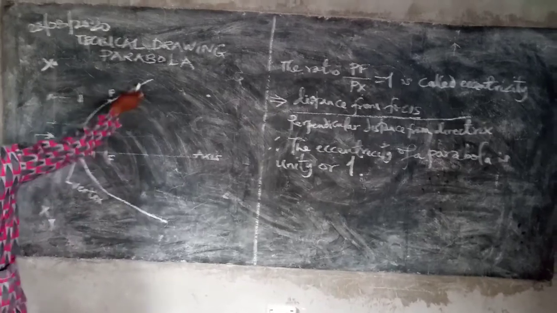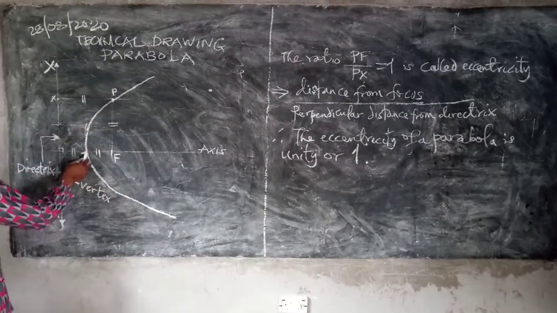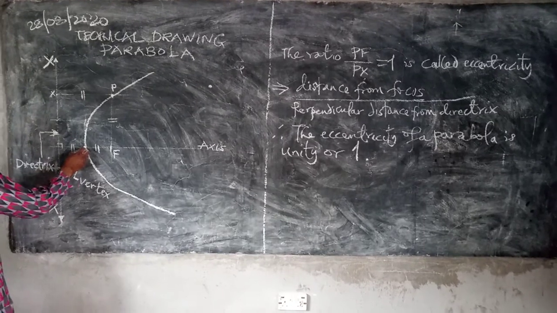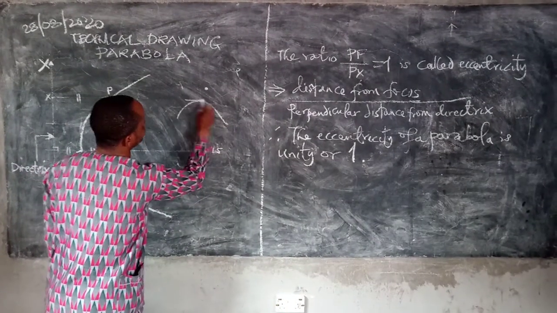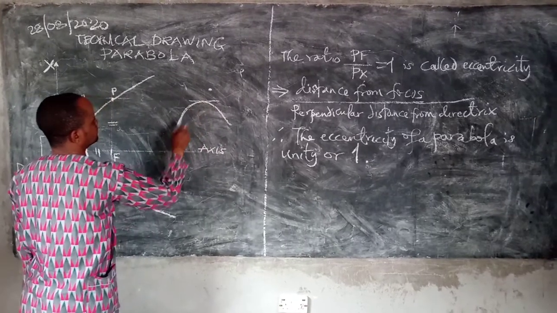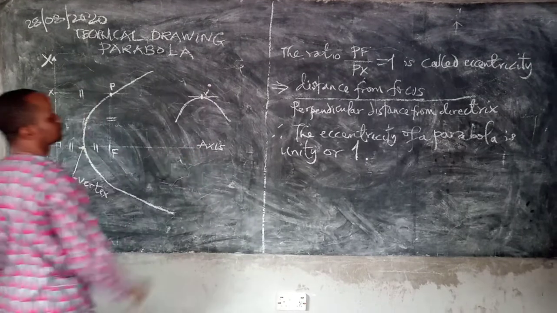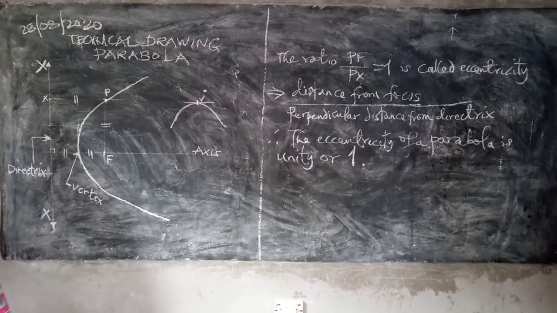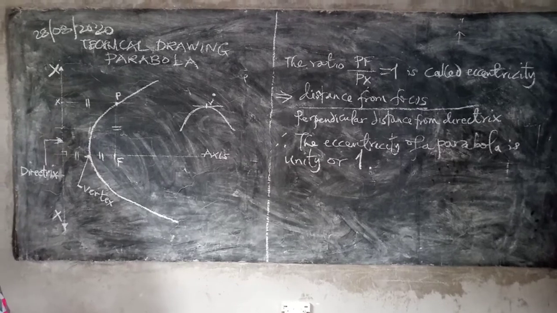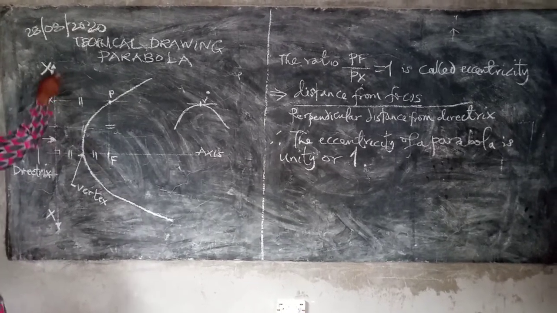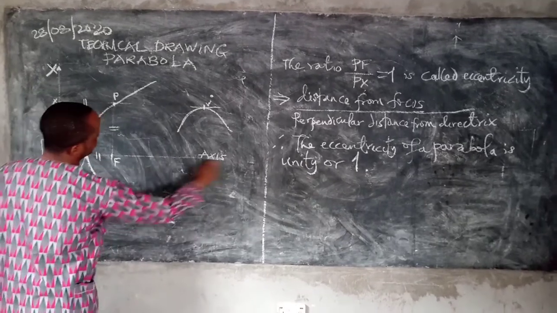Now, the highest point on the parabola is taken as the vertex. This is the highest point. I can turn it this way, and we say this is the highest point. We call it the vertex, that's V. Now, this is the fixed point, the focus, I call it F. This vertical line is the directrix, and this horizontal line is the axis.